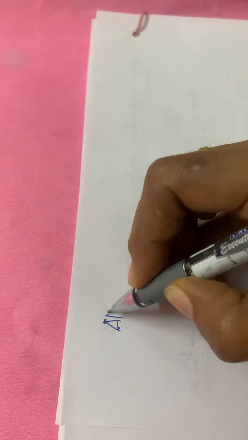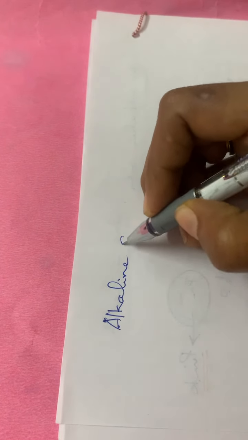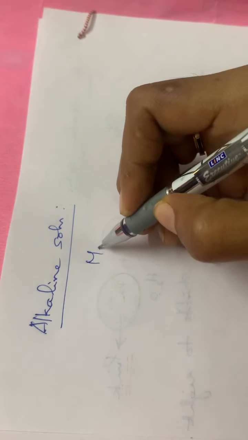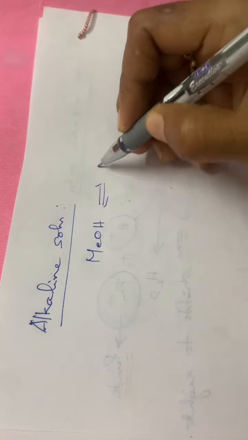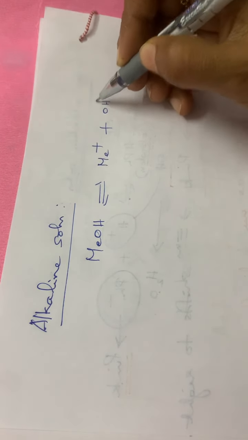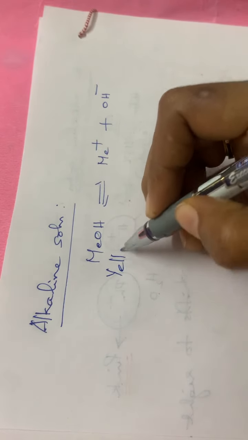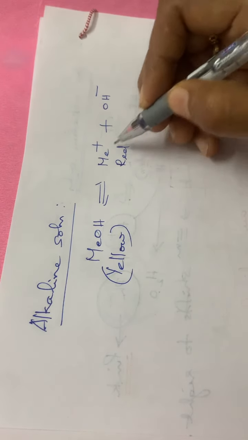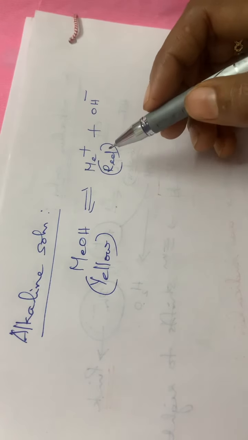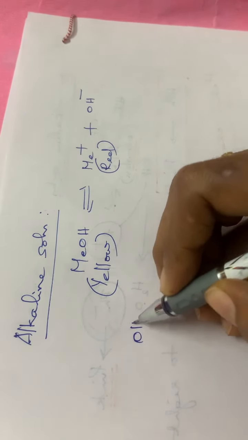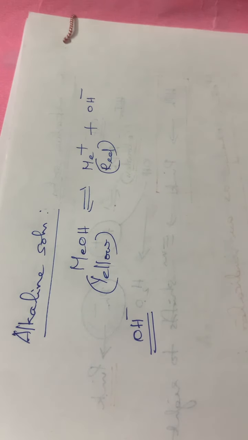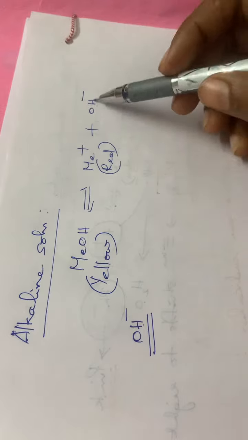Then the next one, we can go through the case of the alkaline solution. What happens while we are adding methyl orange to an alkaline solution? Again, I am writing the equation. MeOH, in all the cases you have to write the equation. Methyl orange will be ionizing as Me plus and OH minus. MeOH is yellow in color and Me plus is red in color. So what happens? While we are adding an alkaline solution, that means OH minus will be in excess. So the solution will be having OH minus, isn't it?